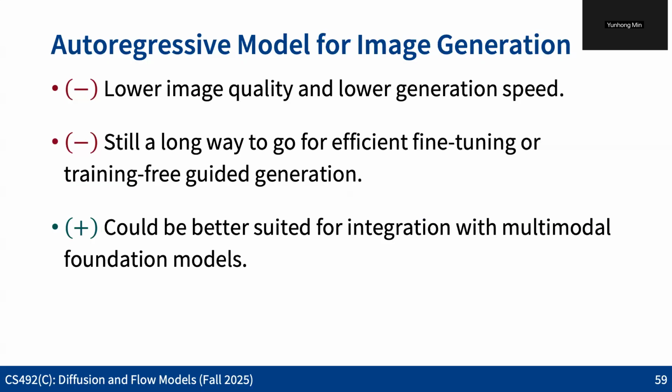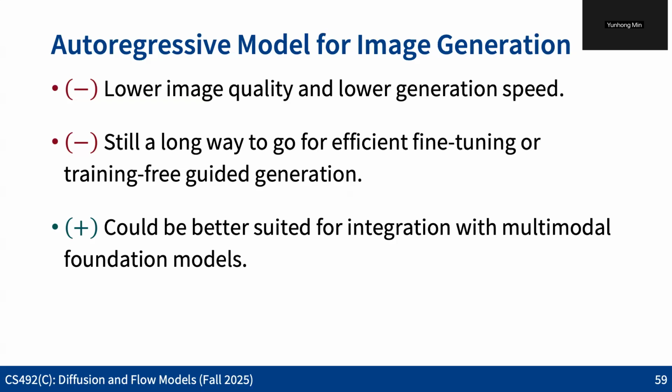And also for fine tuning, for many applications like some training free, guided generation, we know that diffusion and flow models might be better. The reason why people still want to use the autoregressive model for image generation is that we are now seeing really good quality from language models. So the question is how we are going to combine all these things to make multimodal models that can produce both text and images.